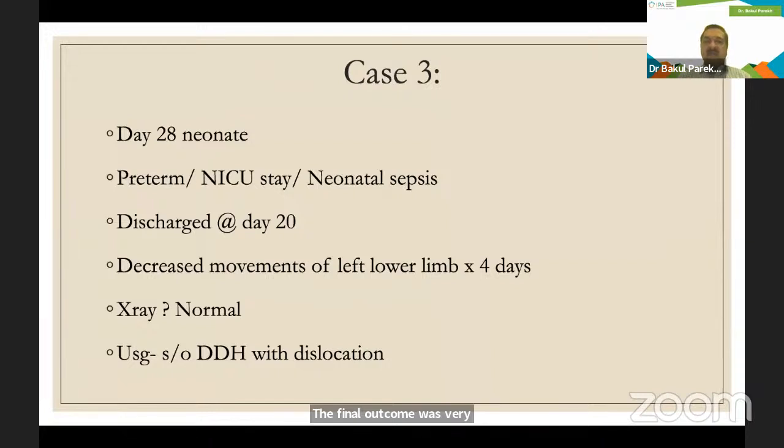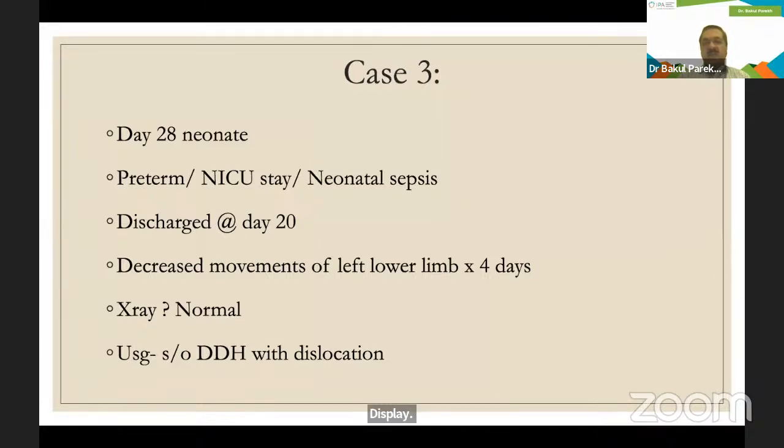Case 3, day 28, neonate, preterm, NICU stay, neonatal sepsis was treated, and discharged on day 20. The decreased movement of left lower limb for the last 4 days. X-ray was mostly normal, and USG was reported as suggestive of dysplasia of hip with dislocation.